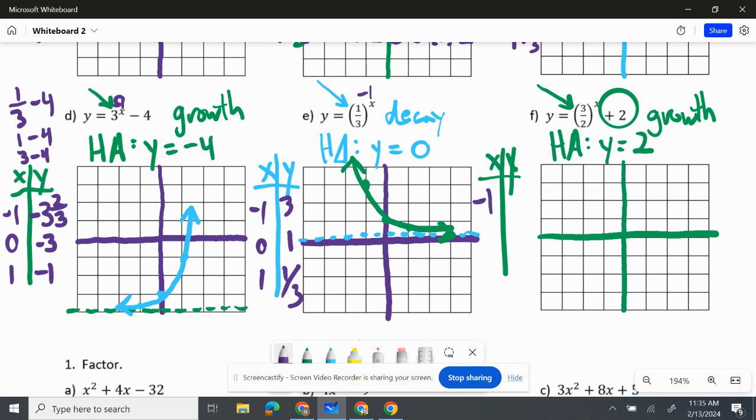If we plug in a -1, 0, 1, -1 flips it, so we have 2/3 plus 2, which is 2 and 2/3. Anything to the 0 power is 1. 1 plus 2 is 3. And when we plug in a 1, it stays the same. So that would be 3/2 plus 2, which would be 3.5. Our horizontal asymptote is 2. So (-1, 2 and 2/3), (0, 3), and (1, 3.5).